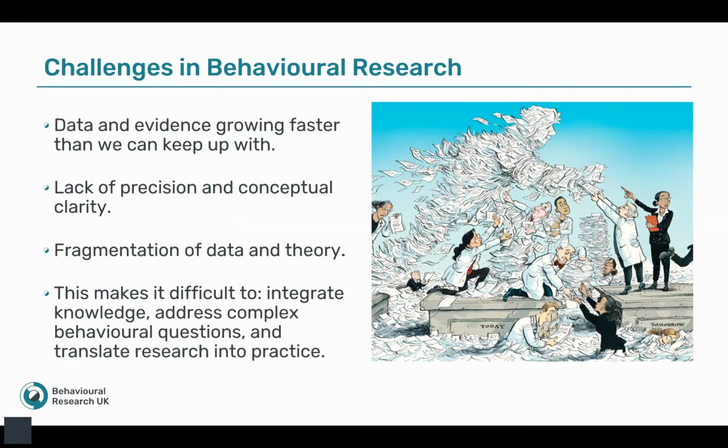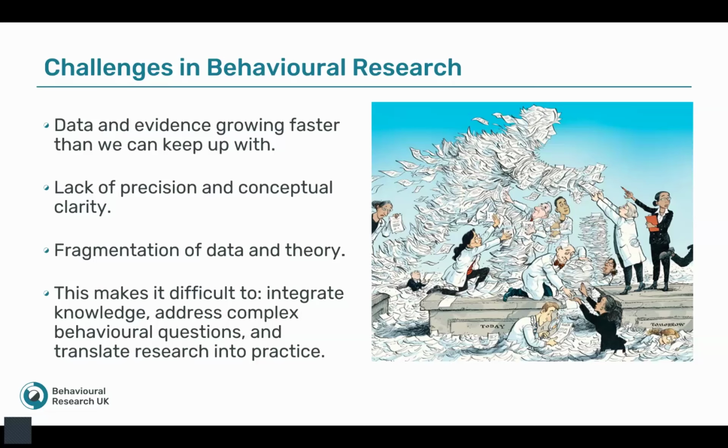So before I explain what ontologies are and how they can help us move behavioural research forward, let's take a quick look at some of the challenges that we're currently facing. So first, our data and evidence are growing faster than we as humans can keep up with. So over the years, we've gathered an incredible amount of information, but without better ways to organise and connect our knowledge, we haven't really been able to make the most of this data to drive progress.